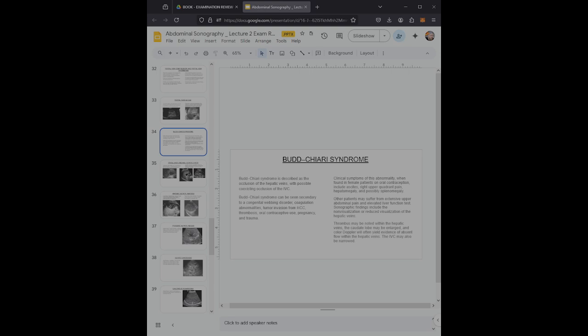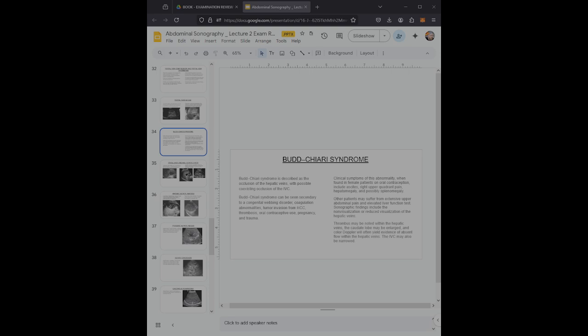Clinical symptoms of Budd-Chiari when found in female patients on oral contraception include ascites, right upper quadrant pain, hepatomegaly, and splenomegaly. Other patients may suffer from extensive upper abdominal pain and elevated liver function tests.